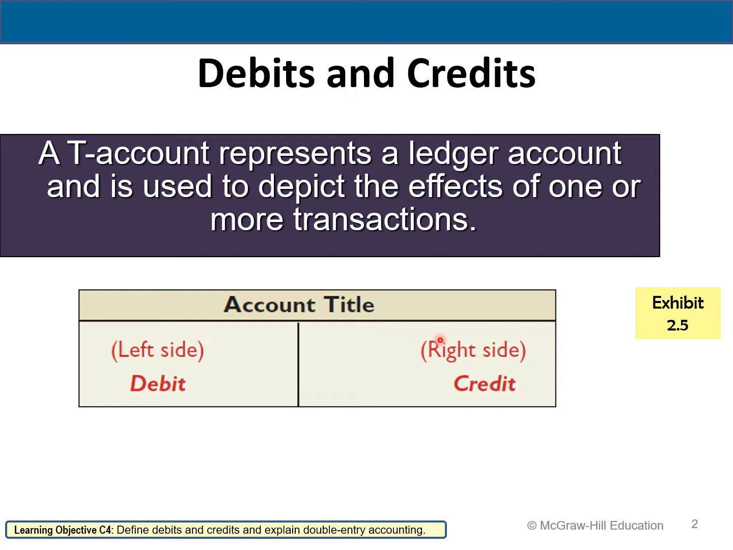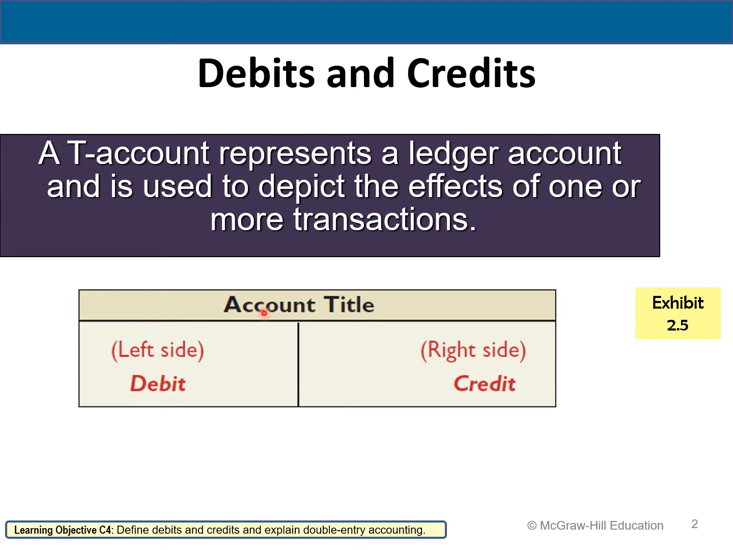So we want to really internalize the concept of debits and credits. There's a good chance that you already have kind of a preconceived notion of what debits and credits are. So I will ask you to check that at the door when you come to your accounting class, because it will confuse you.